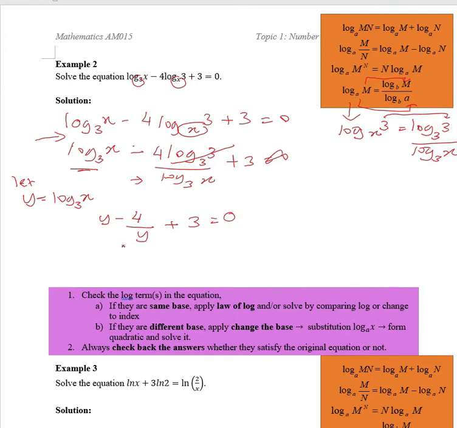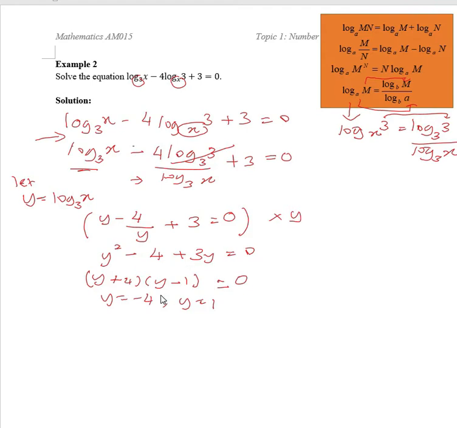So from here, since we have y at the denominator, to eliminate the y at the denominator, we have to multiply everything with y. So you're left with y squared minus 4 plus 3y equal to 0. This is a quadratic equation. You can just factorize it and you will get y plus 4 times y minus 1 equal to 0. So you are left with the answer y equal to -4 and y equal to 1.